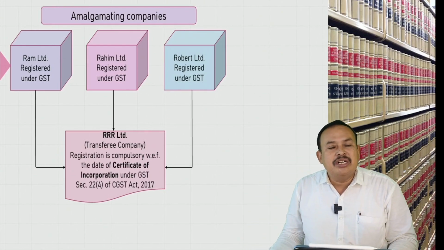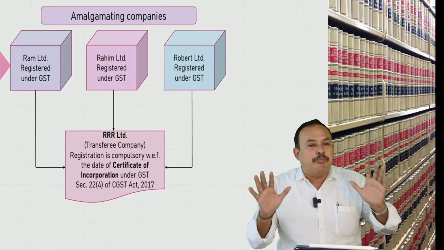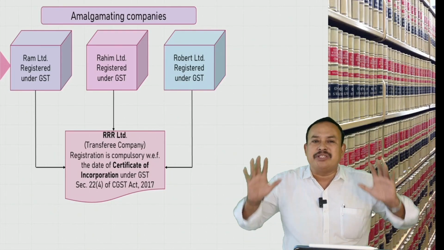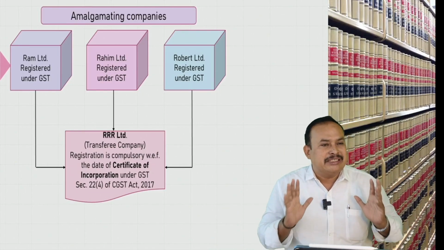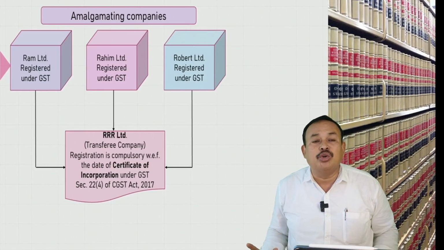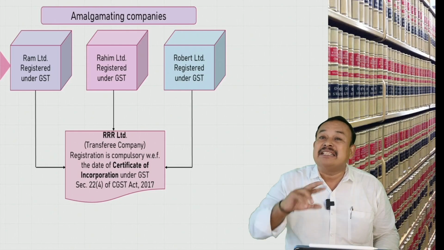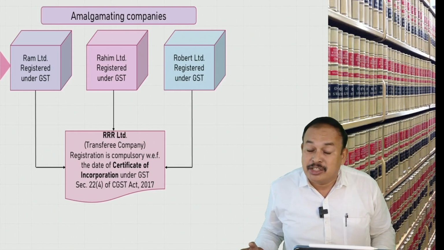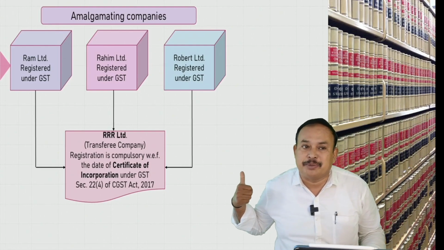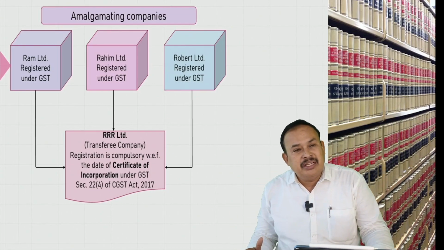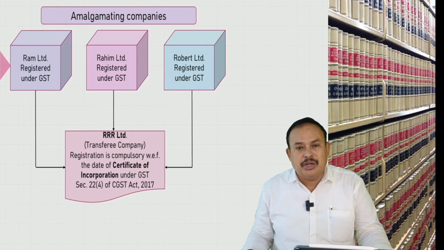Section 22, subsection 4 says this. Now I have completed the section 22 series. Section 22, subsection 1 is the threshold limit. Section 22, subsection 2 is migration. Section 22, subsection 3 is succession. Section 22, subsection 4 is in the nature of amalgamation and absorption. Now, in all cases, is registration compulsory or not? Yes.